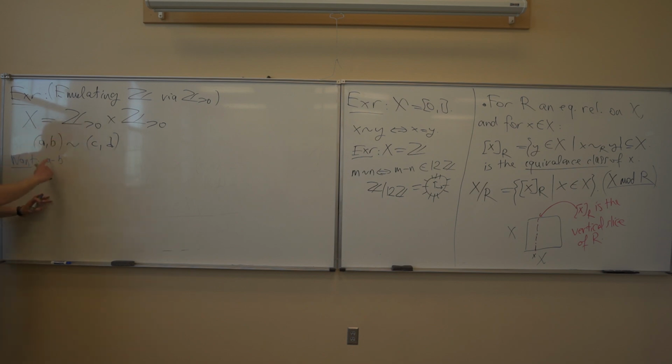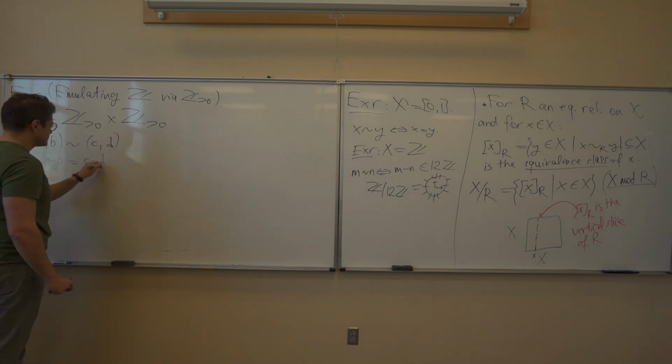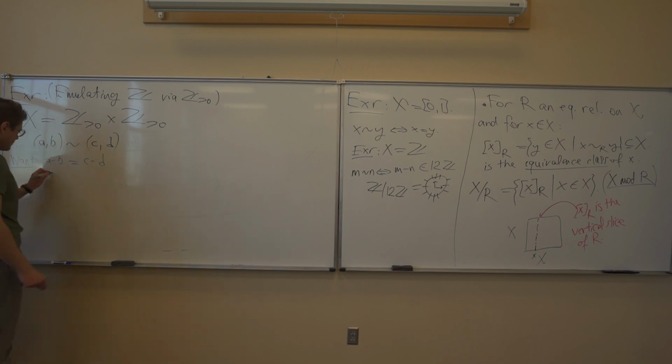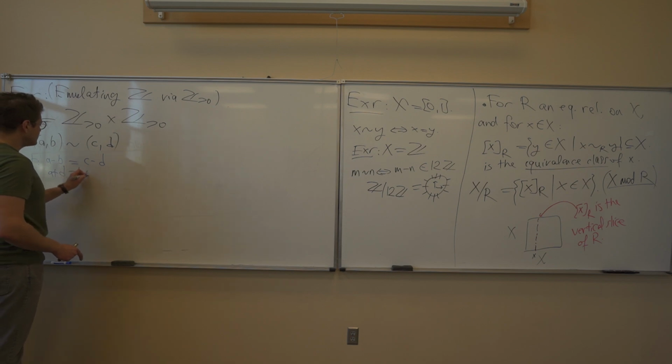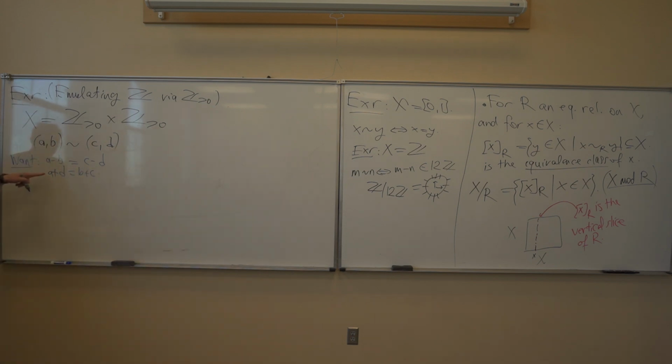Using only positive numbers, I don't know what minus is. I only know what plus is. But somehow, I want this to really emulate this number. And so these two should be the same if this expression is the same as this expression. In other words, moving things around, so send this to the other side to get rid of the minus: a plus d equals b plus c. Okay? So this is what I want. And so what you can do is you can say this pair of integers is equivalent to this pair of integers if and only if this is true.